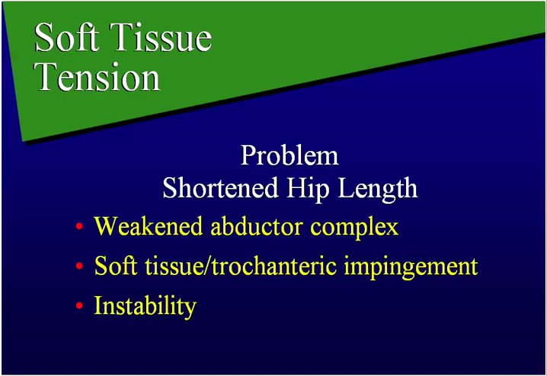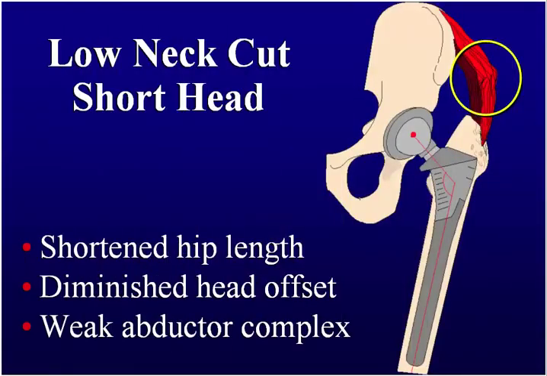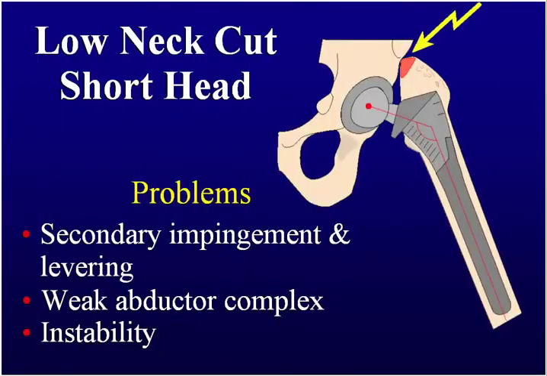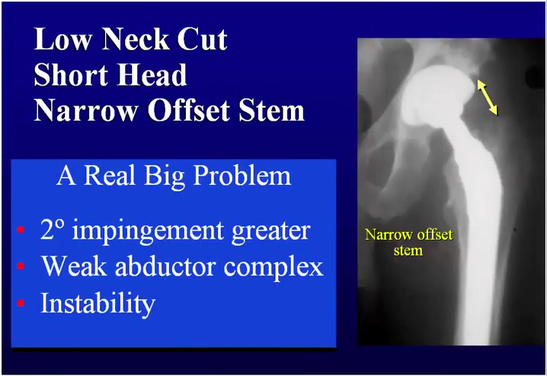And if you use a low neck cut and you use a short head, then you're going to get secondary impingement with troch levering, and you're going to dislocate, and that's even the worst problem. So, here's one of my cases that I chose the wrong implant. I used a narrow offset high neck shaft stem and a low theta angle cup, and I had troch impingement and had recurrent instability in that case.